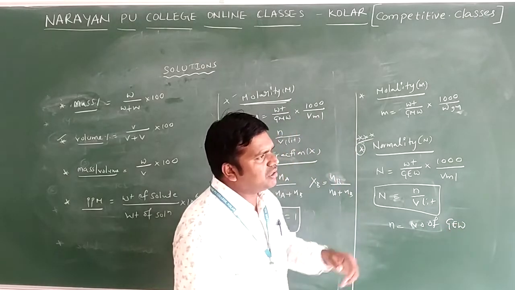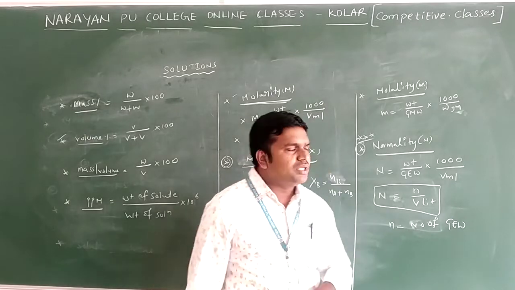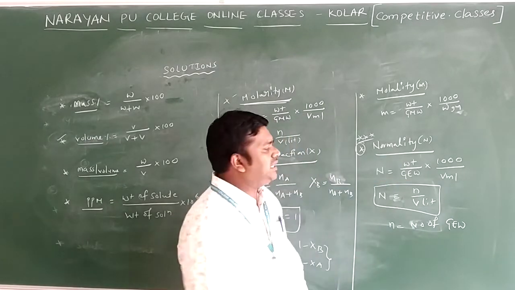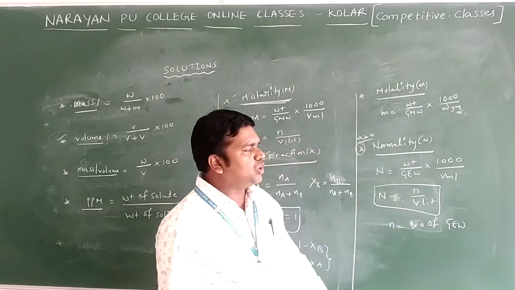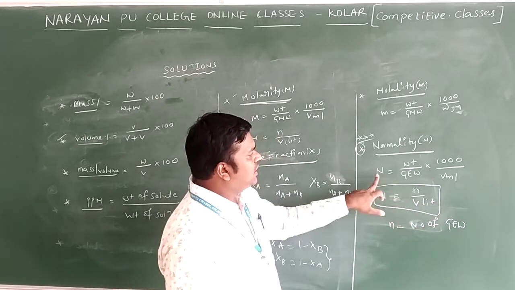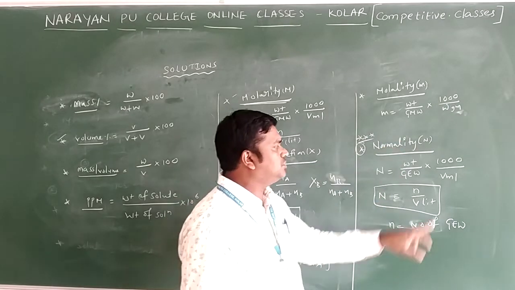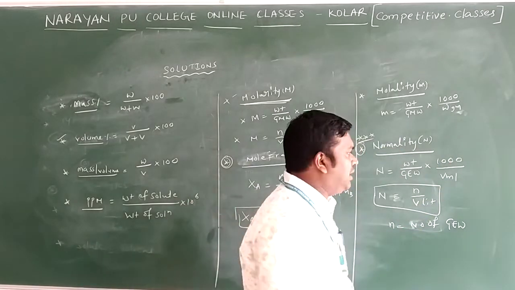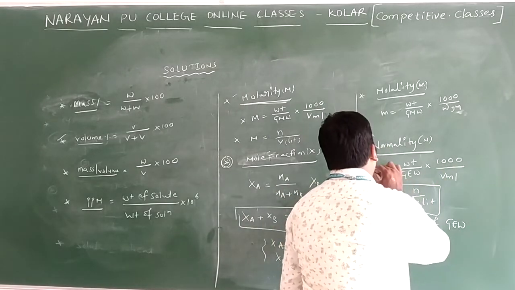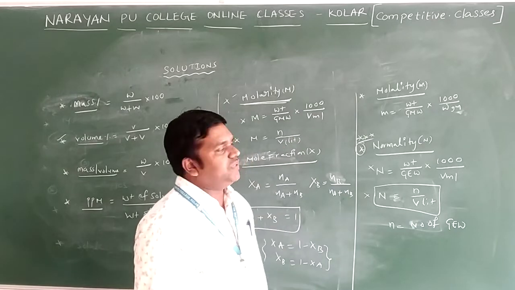The number of gram equivalent weights of the solute present in V liters of the solution, that we are calling as what? Normality. Normality N is equal to n by V liter. We can expand n here. Normality N is equal to weight by gram equivalent weight into 1000 by V in ml. So this is the formula we are using here to identify the normality of the solution.